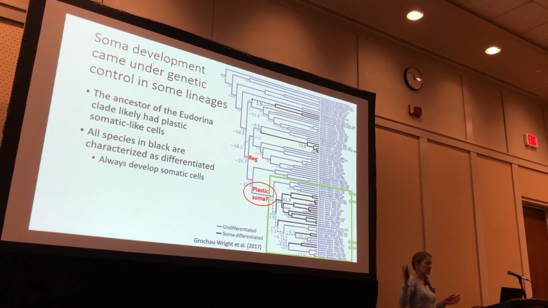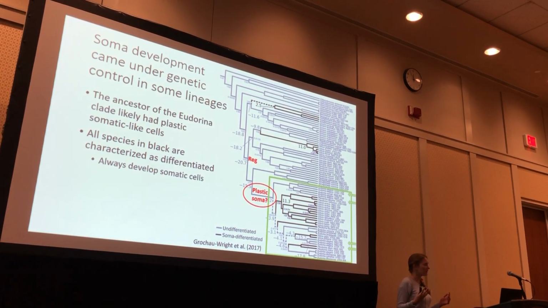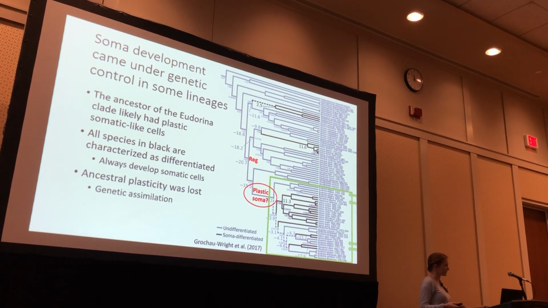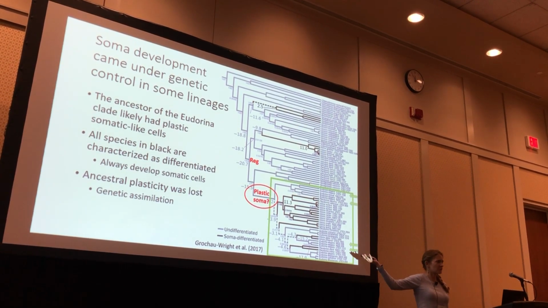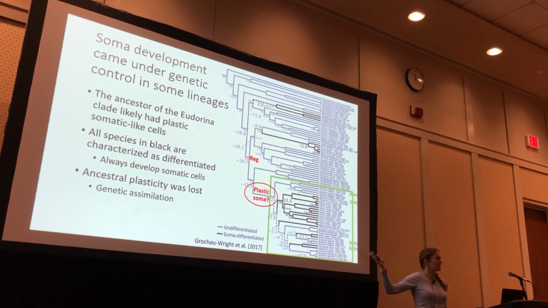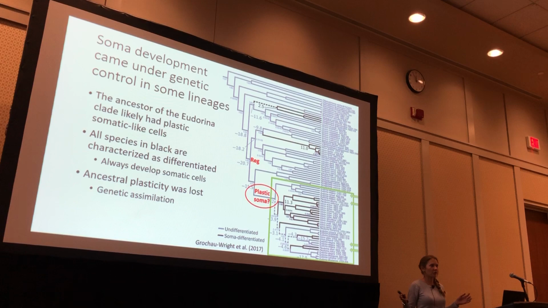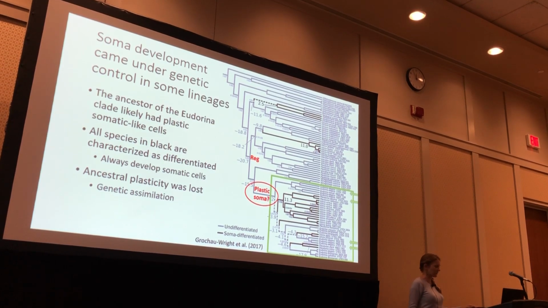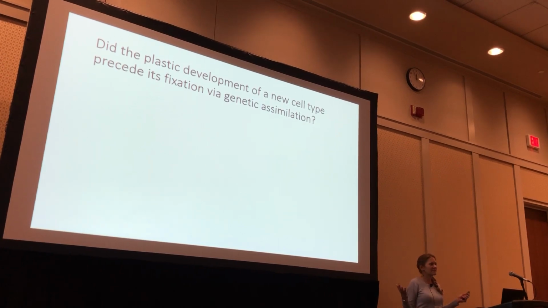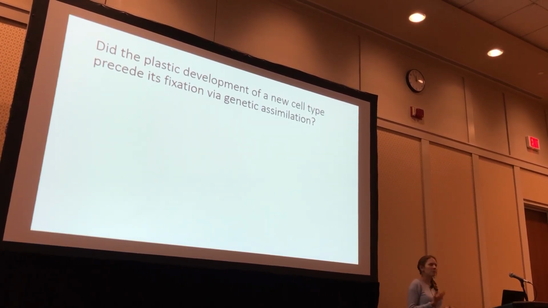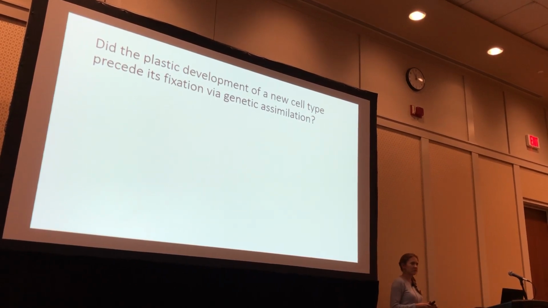Now, all the species that are shown in black here have previously been characterized as always having soma. So this ancestral plasticity would have been lost in these species that always have cellular differentiation. In other words, somatic cells may have evolved via genetic assimilation in this clade. So let's return back to this initial question. Did the plastic development of a new cell type precede its fixation via genetic assimilation?